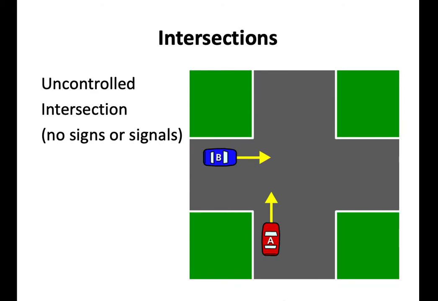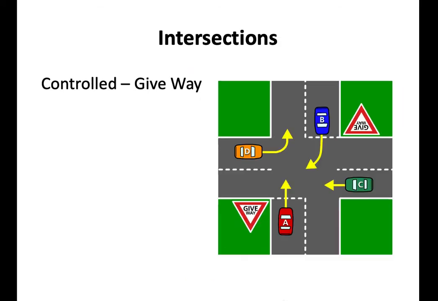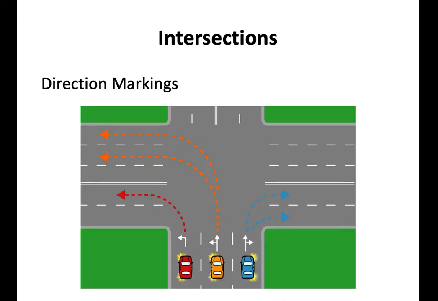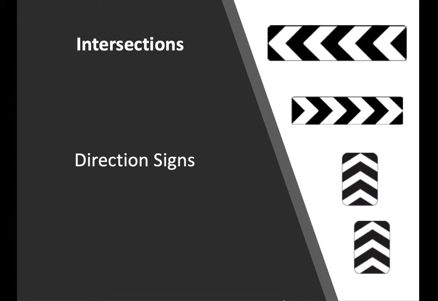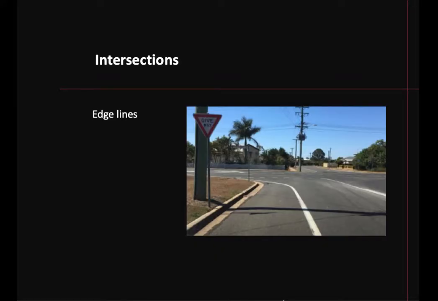Uncontrolled intersections, no signs, no signals. Controlled stop, controlled give way. Controlled signals. By signals they mean traffic lights. Direction markings, that is the painted arrows on the road. Direction signs. Multi-lane roads. Edge lines.